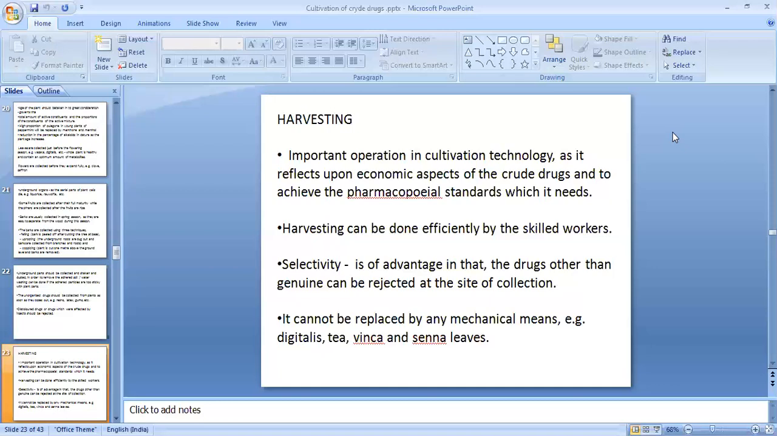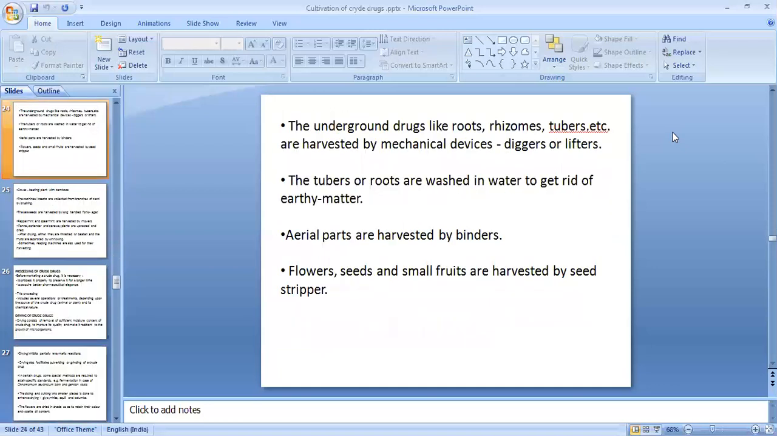The underground drugs like roots, rhizomes and tubers are harvested by mechanical devices called diggers or lifters. As I already told you, when the tubers or roots are dug out from the ground, they should be washed well with water to remove the earthy matter. The aerial parts of the plant, that is the parts above the ground, should be harvested by binders.